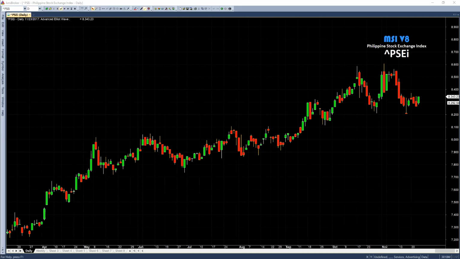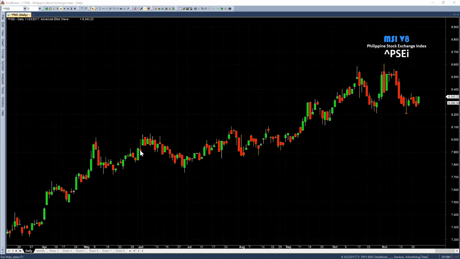Okay, so today we will be discussing more on what the MSI 8 can offer you. So basically, the MSI 8 is using the platform of AmiBroker. Yung MSI is just a code or set of formulas called AFL para mas ma-maximize nyo yung charting tool offered by AmiBroker.